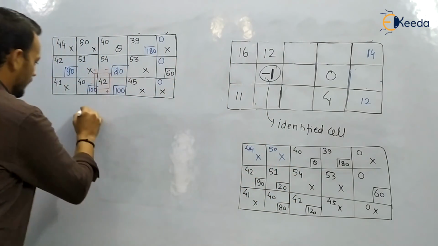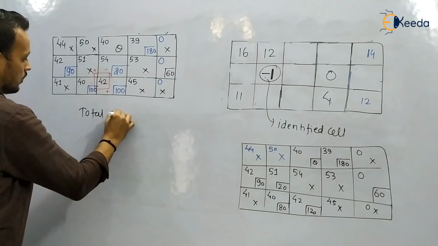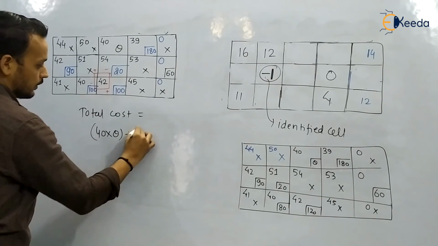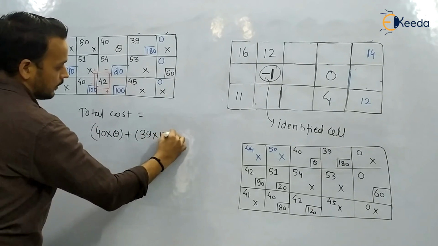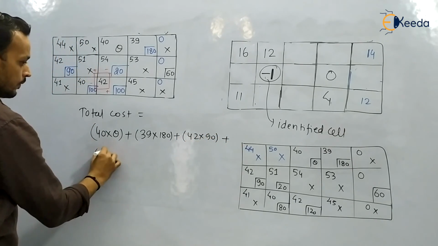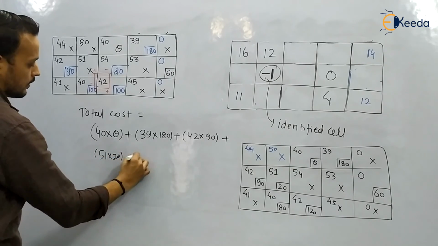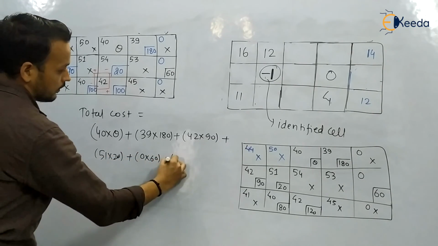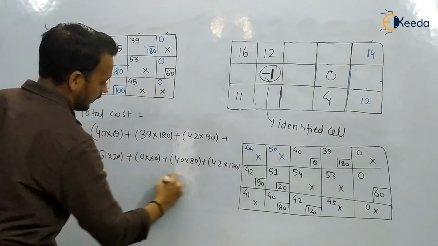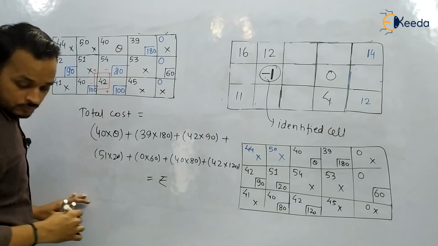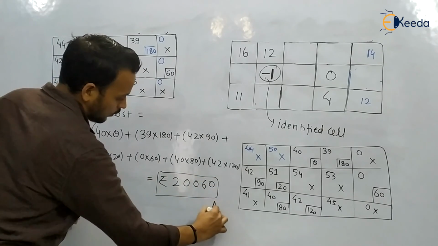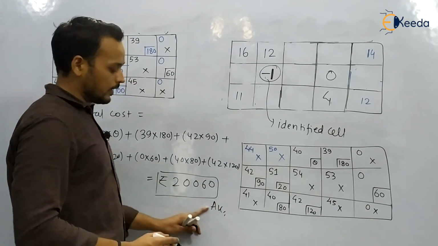Okay, so it will be the optimal, you can check. Okay, so we can write the total cost. Total cost equals to 40 into theta plus 39 into 180 plus 42 into 90 plus 51 into 20 plus 0 into 60 plus 40 into 80 plus 42 into 120. Okay, so the total cost you will get 20060. Okay, so you can apply the optimality test. Okay, so this is the final answer and this is the optimal solution.